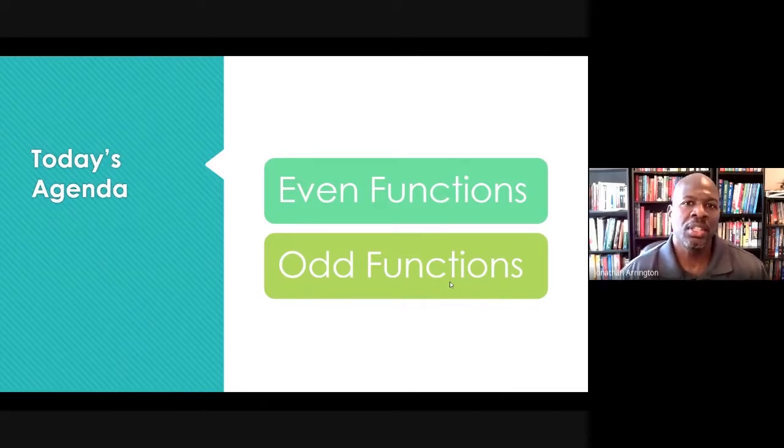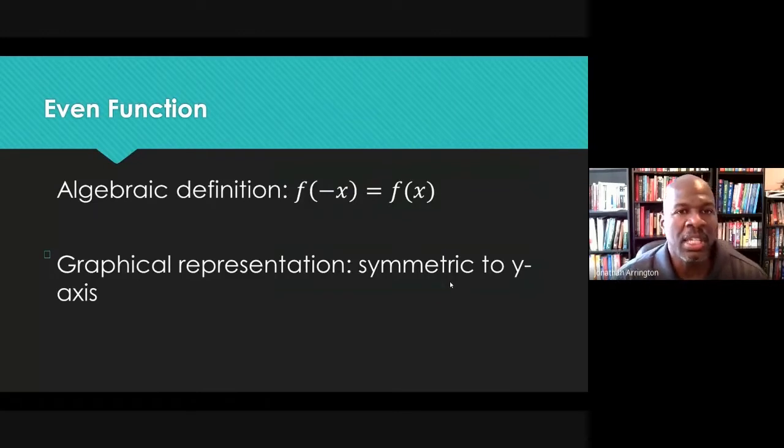For each, we'll give an algebraic definition and break it down, and then we'll also give a graphical representation and explain that as well. So let's begin with even functions. An even function, the algebraic definition is that f of negative x equals f of x.